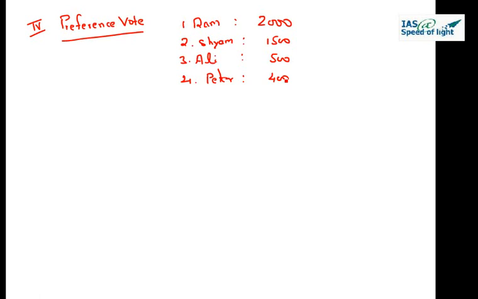Now this is stage 1, where Ram received 2000 first preferences, and Shyam, Ali and Peter received theirs. To win the election, they have to secure a minimum of the total number of valid votes. If you count, it becomes 4400 divided by 2 plus 1. So 2201. This many votes have to be secured by the person to be declared as president.